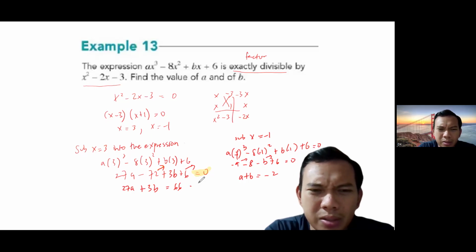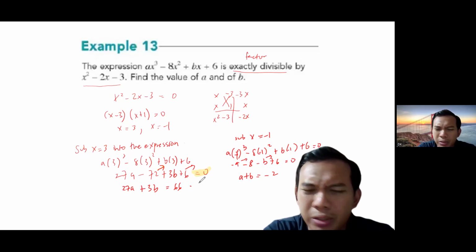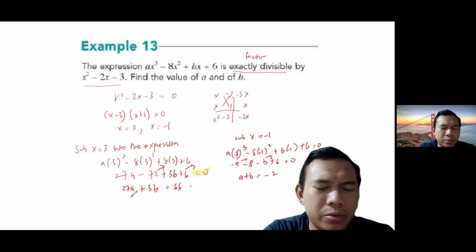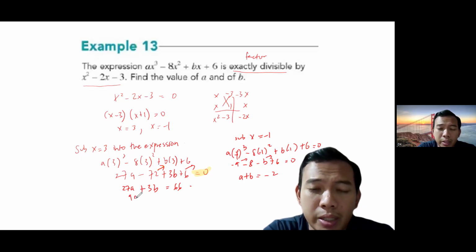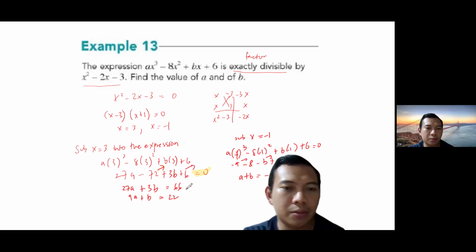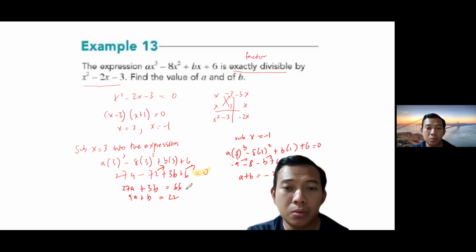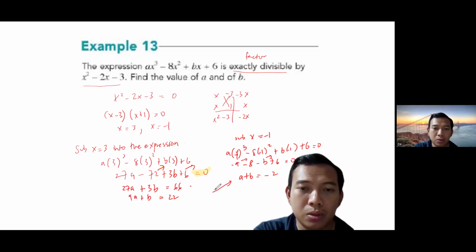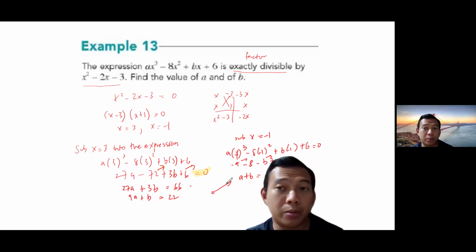Okay, so maybe this one I think can be divided by 3, if I'm not mistaken. Yeah, you can divide by 3. So divide by 3, you get 9a plus b equals 66 divided by 3, which is 22. There we go. Okay, so it's up to you how you want to do the simultaneous equation.